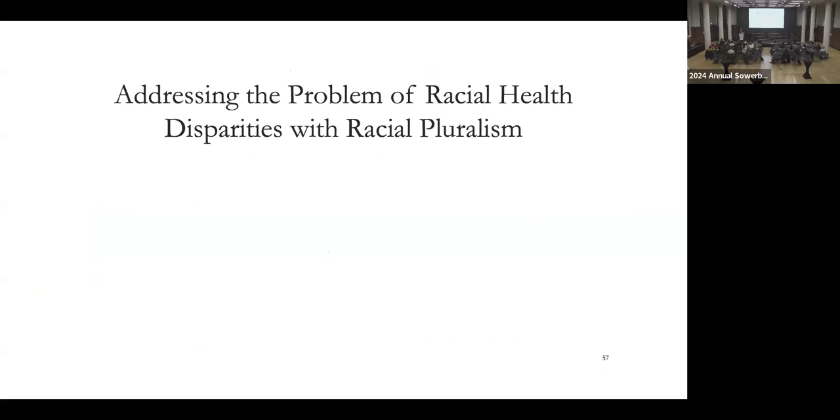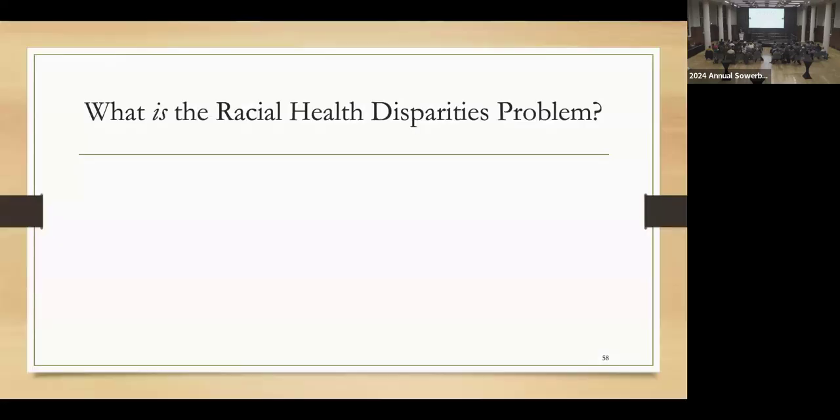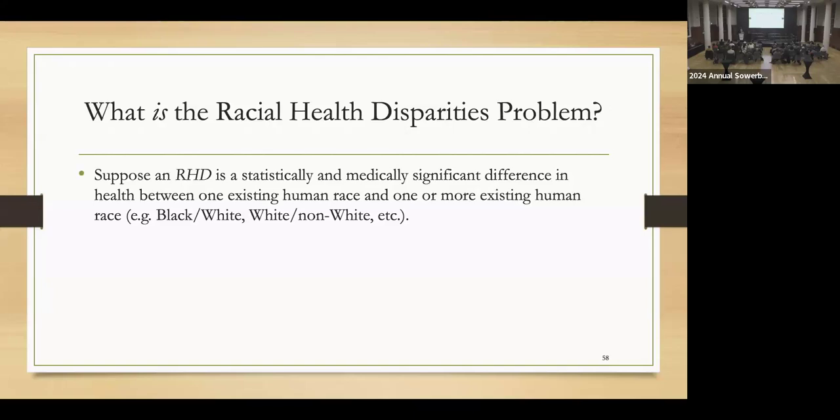So how can we apply these results to the healthcare context? In recent years, I've been interested in addressing the so-called racial health disparities problem and exploring the extent to which pluralism might be able to help us with that problem. So first, I'll say a bit about what that problem is, and then how I think that racial pluralism can help us solve this problem.